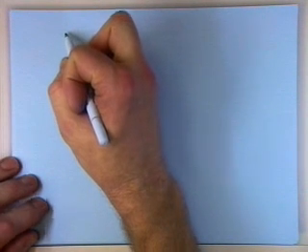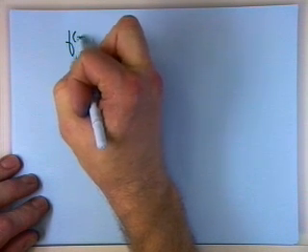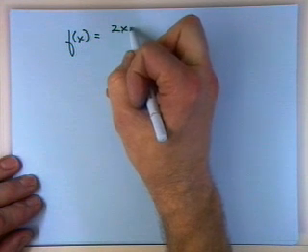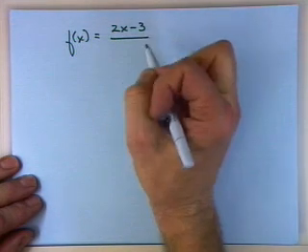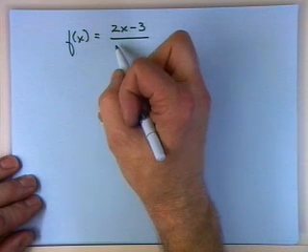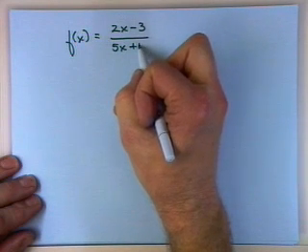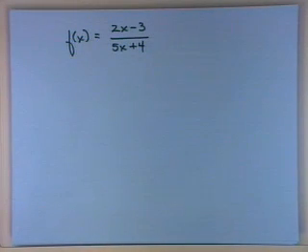The third one, we want to start with a rational function. I don't know, just make one up, about 2x minus 3 over 5x plus 4. Good old rational function, the quotient of two polynomials.